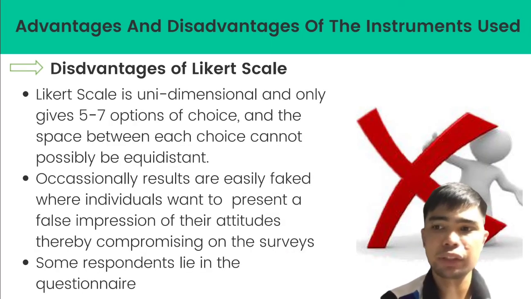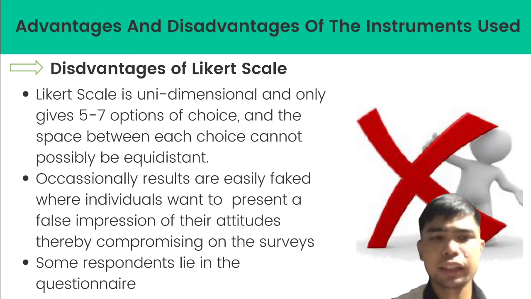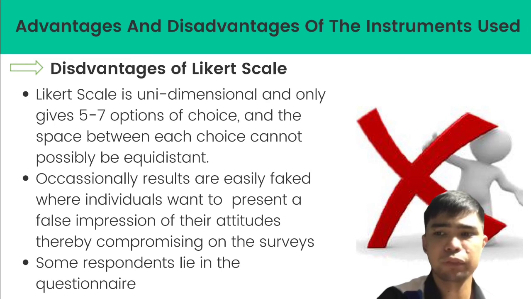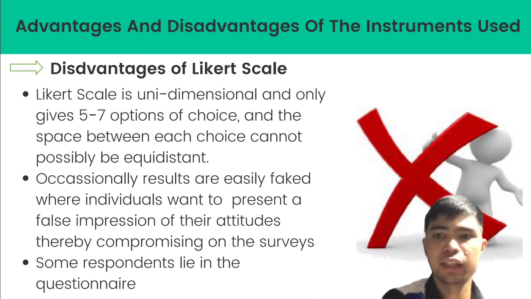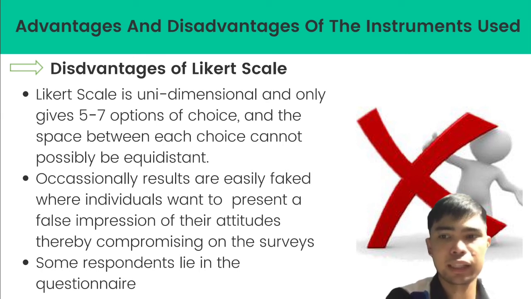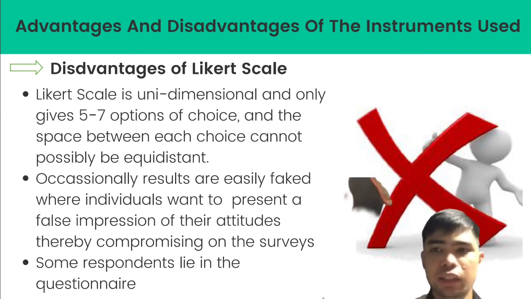So the disadvantages of Likert scale. Likert scale is unidimensional and only gives 5 to 7 options of choices. So limited lang po yung options or choices ng Likert scale, and the space between each choice cannot possibly be equidistant. So that's the disadvantage.